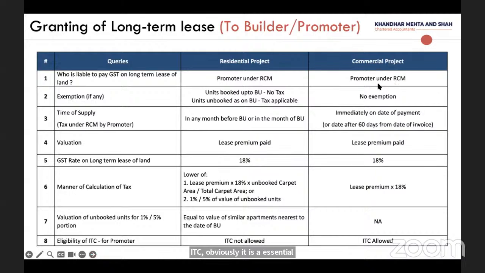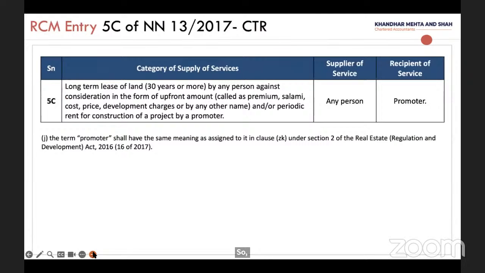Now coming to the commercial project, obviously you have to pay under reverse charge. There is no exemption. Then immediately on the date of payment, when the lease payment is paid, 18% is applicable, and obviously there is no need for valuation of unbooked units because the entire amount will be taxed at 18%. And because the commercial units will be taxed at 12%, with the lease premium at 18%, ITC will be eligible. So this is that exemption entry.